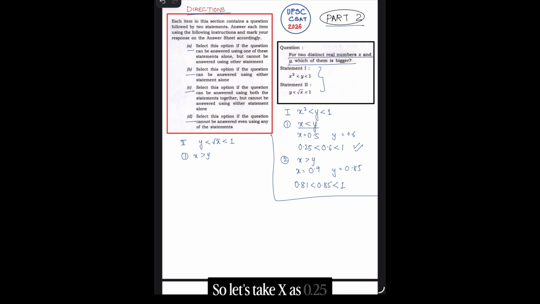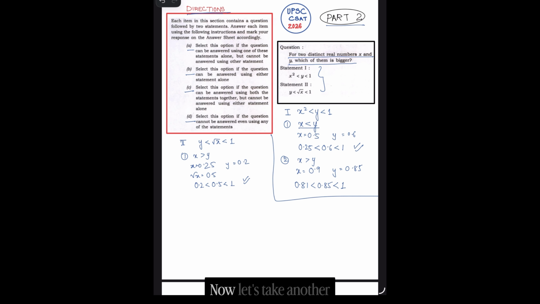So let's take x as 0.25 and y as 0.2. So root x will be 0.5. Here the condition is satisfied since 0.2 is less than 0.5, which is less than 1. So the condition is satisfied. Now let's take another case.